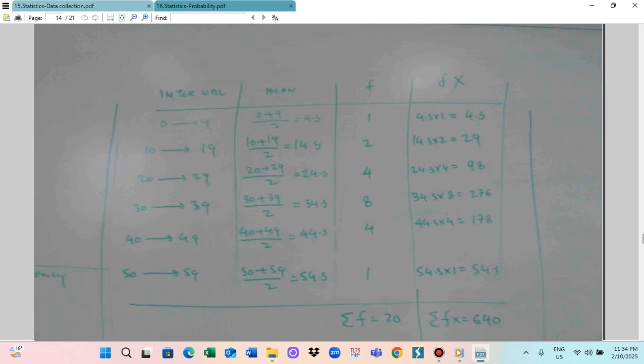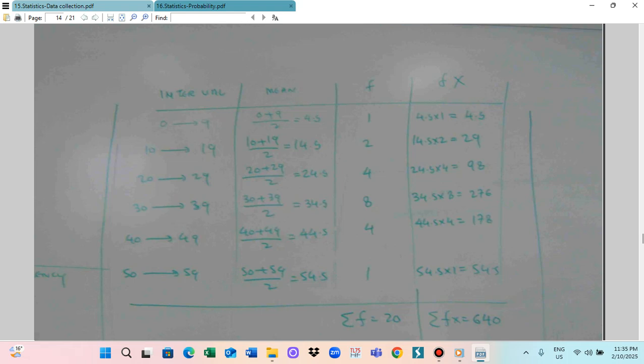So the interval starts from 0 to 9. So the mean is 0 plus 9 divided by 2, so this is 4.5. The frequency is 1. So frequency multiply mean, 4.5 multiply 1, is equal to 4.5. And the interval is 10 to 19. So the mean is 10 plus 19 divided by 2, so you get 14.5. The frequency is 2. So 14.5 multiply 2 is equal to 29.